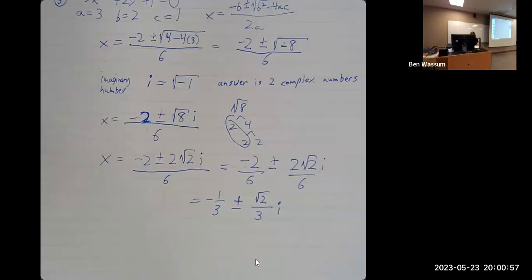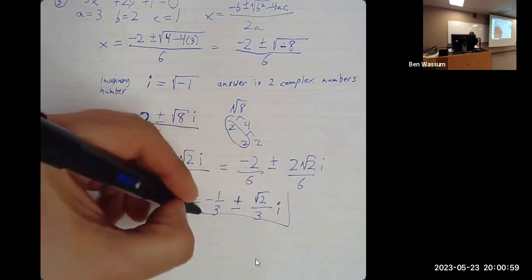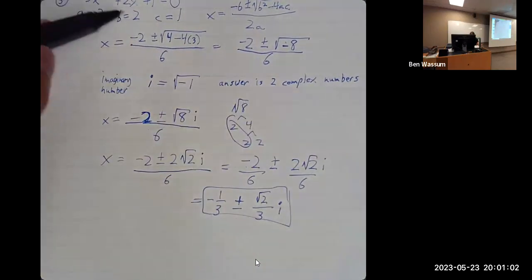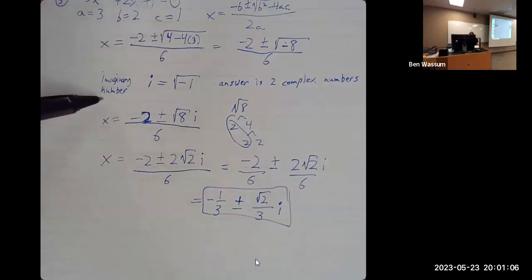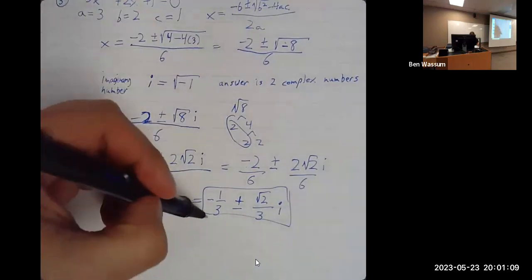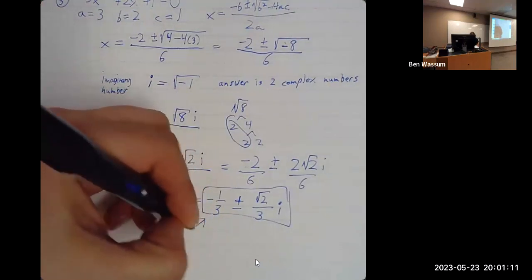So this covers multiple concepts. This covers quadratic functions. This covers the quadratic formula. This covers imaginary numbers. This is called complex numbers.